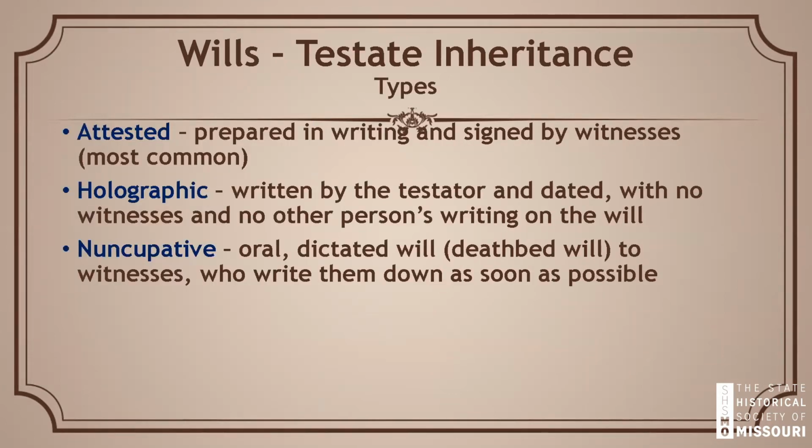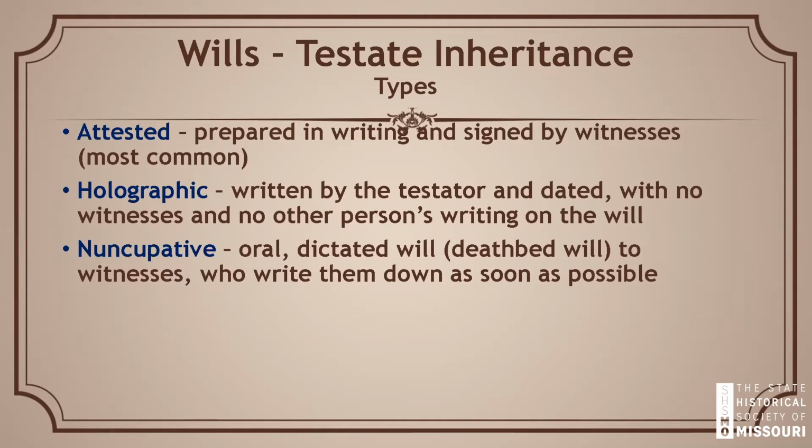Okay, first of all, we're going to direct a few comments toward testate inheritance. You'll find that some ancestors, if they had a will, that may be it for probate. You find nothing else. For other ancestors, there may be a full probate file, even though there was a will. It's usually because they had a lot of property.